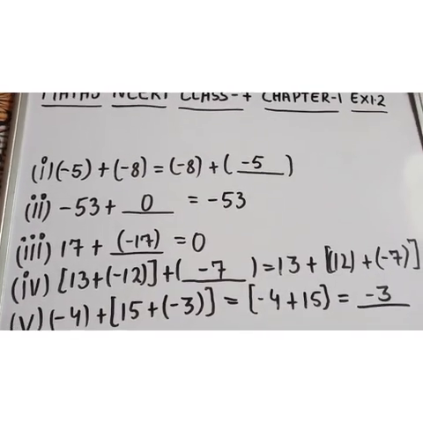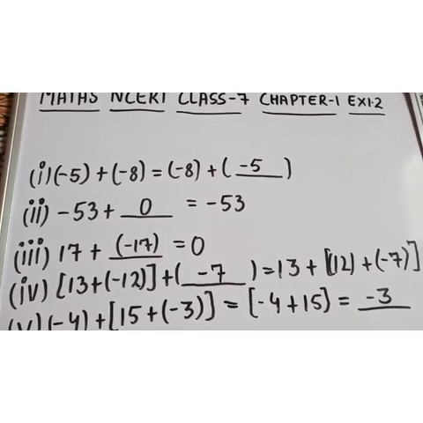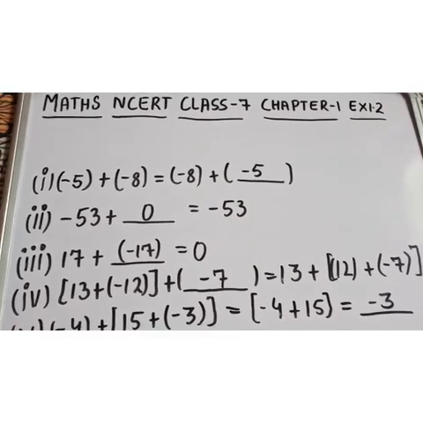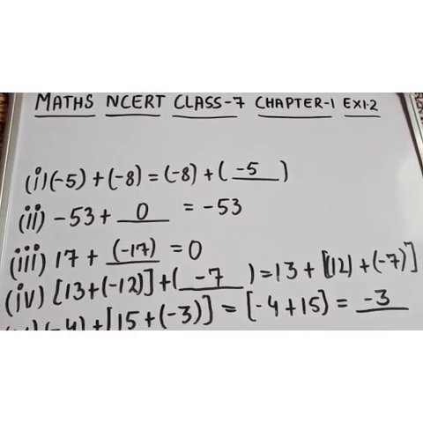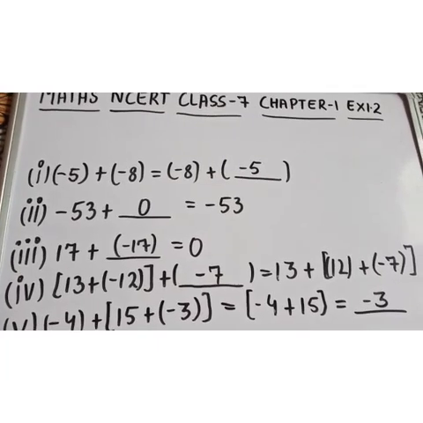So this was question number 4 of exercise 1.1. So by this question we complete exercise 1.2 of chapter number 1, class 7 maths NCERT. Now let's come on to the examples.